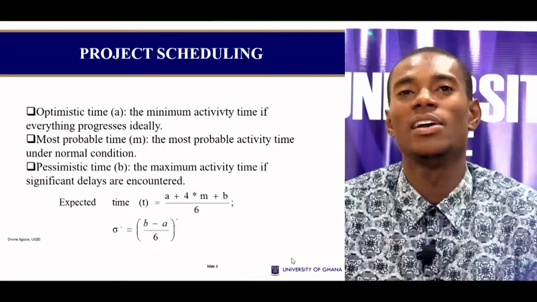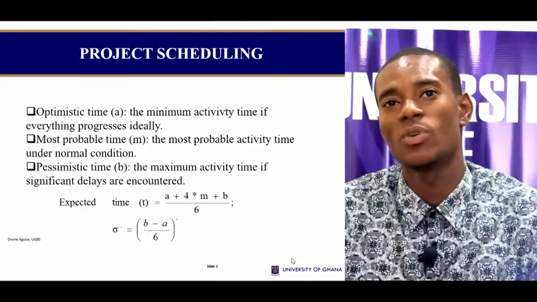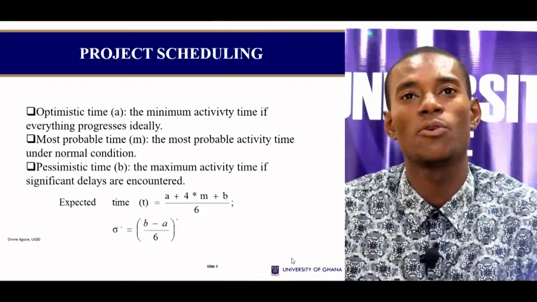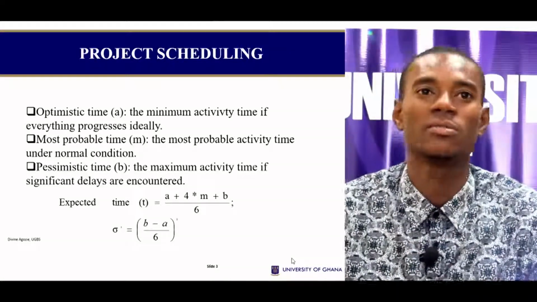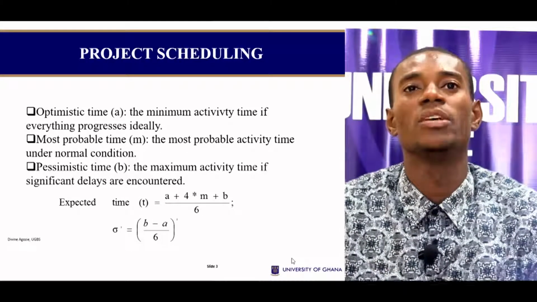So A has a coefficient, or a weight, of 1. B also has a coefficient of 1. And then M has a weight of 4. So 1 plus 4 plus 1, that is 6. So we just do that. Okay, so that's how we find the expected time.